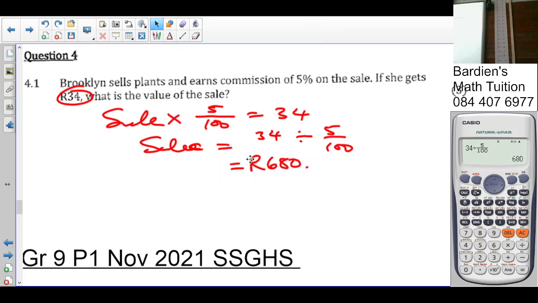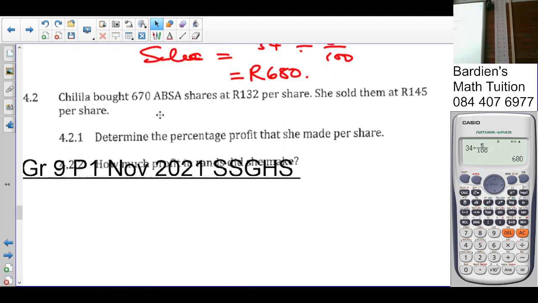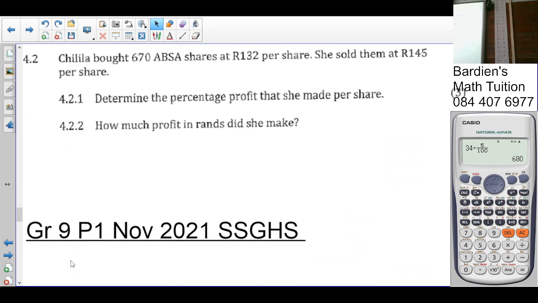Okay, you guys okay with that? Yes. 4.2. In 4.2 we are told that Jalila bought 670 Absa shares at 132 Rand per share. Okay? She sold them at 145 Rand per share. Determine the percentage profit she made per share.